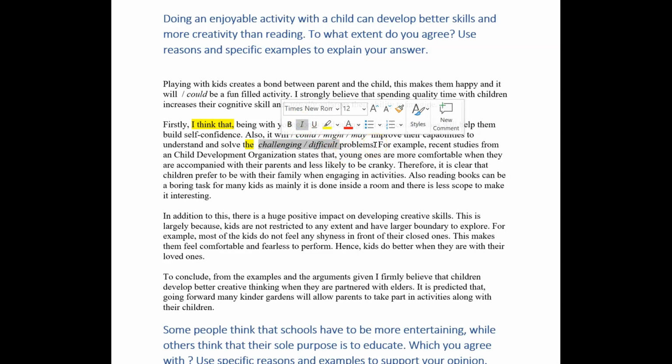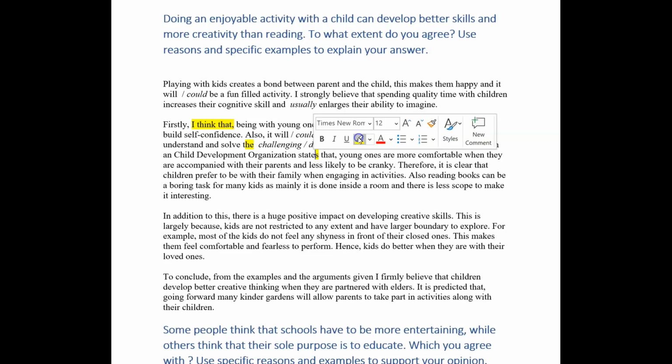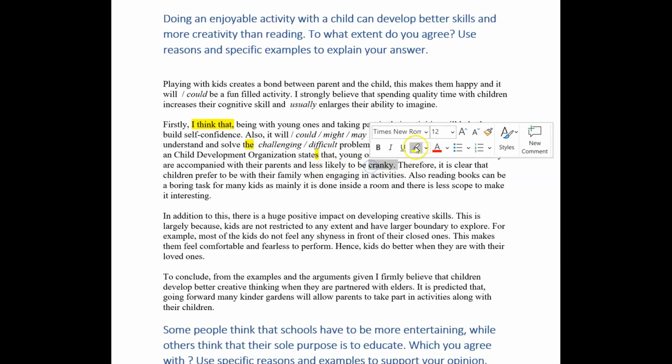For example, recent studies state, so "studies" is plural, so a plural verb, that young ones, again, you don't need that, young ones are more comfortable when they're accompanied with their parents and less likely to be cranky. Cranky is too informal.